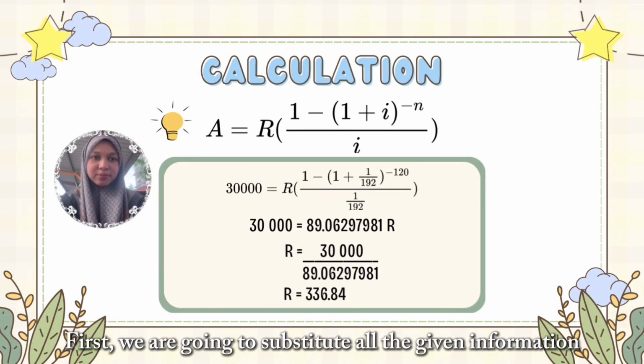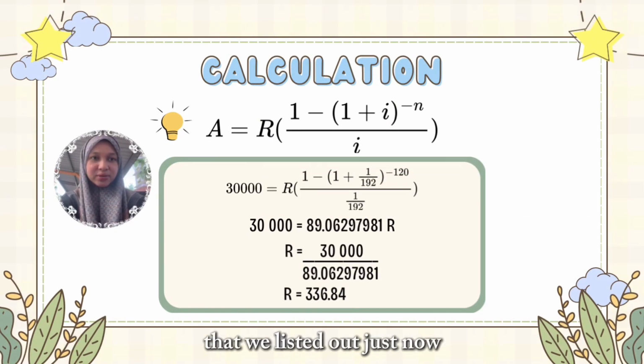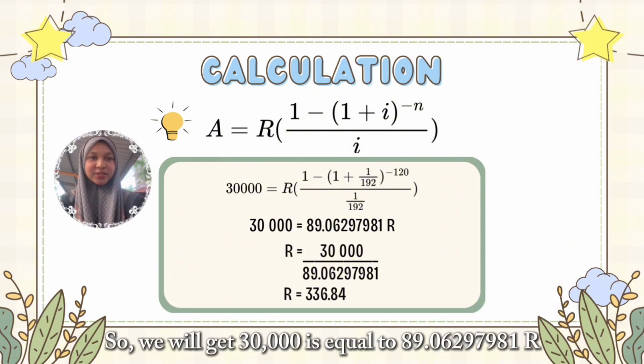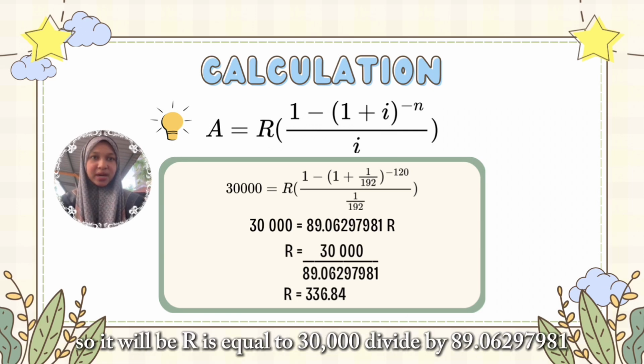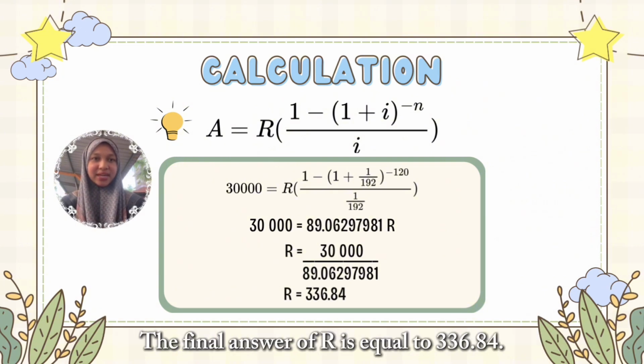First, we are going to substitute all the given information that we listed out just now into the formula. So we will get 30,000 is equal to 89.06297981R. And then we exchange the place of R, so R is equal to 30,000 divided by 89.06297981. And the final answer of R is equal to 336.84.